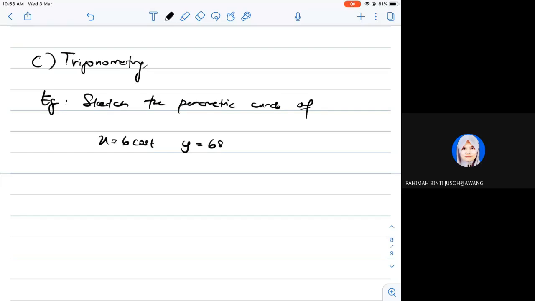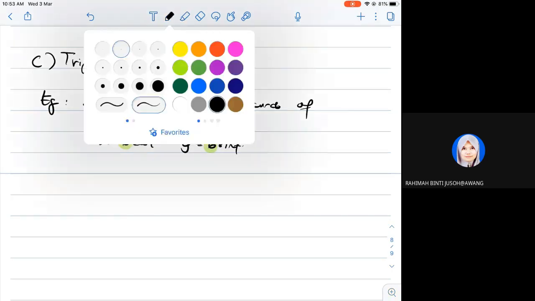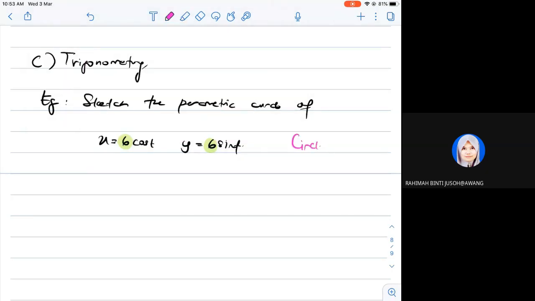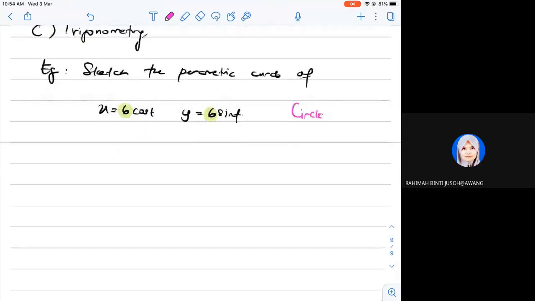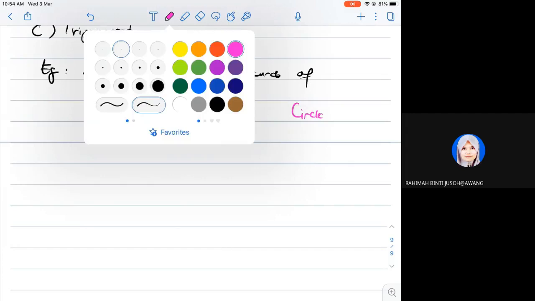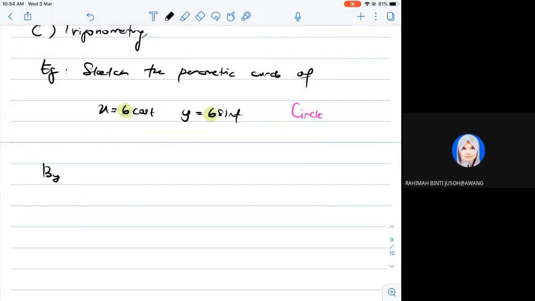Trigonometric, 6 cos t, 6 sin t. Okay, first of all, bila you tengok soalan yang melibatkan function trigonometry, you identify dulu nilai dia sama ke tak sama. Okay, so kalau sama, automatic dia akan jadi circle. Okay, automatic dia akan jadi circle. So, okay guys, saya akan tunjukkan dua-dua cara kalau guna plotting T. By plotting, kenapa dia jadi circle?